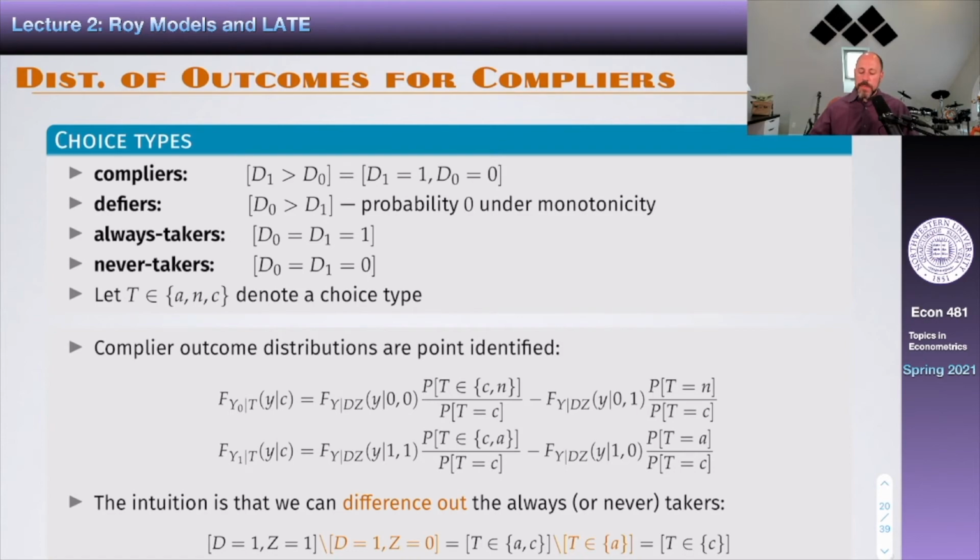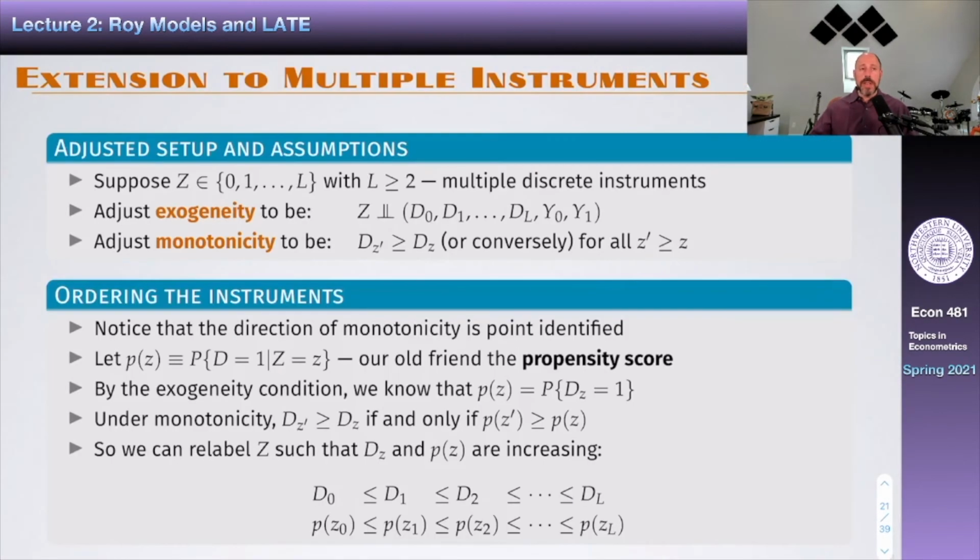So what if you have multiple instruments? As I said, the nicest and cleanest representation of LATE happens in the case where you have a binary treatment and a binary instrument. But what if you have a discrete instrument that takes L values? Or if you have multiple binary instruments and so on.